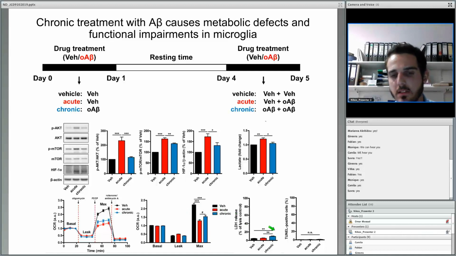Now, there is some increase in necrosis also in the chronic phase. So this is the LDH release in the medium, that is an indicator of a necrosis. However, there are not so many apoptotic cells, or none detected at least.